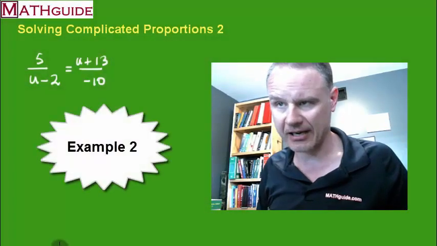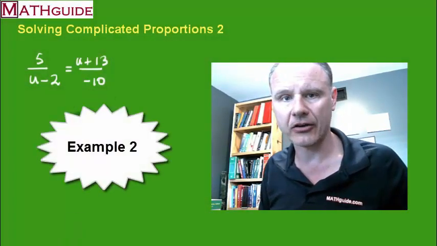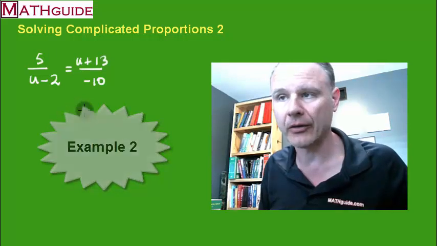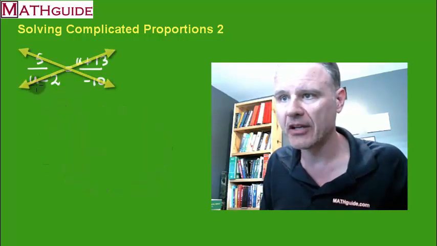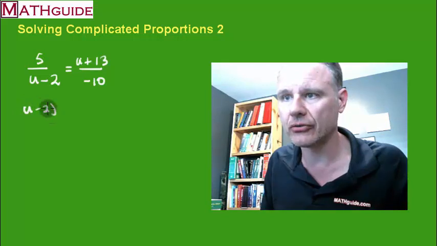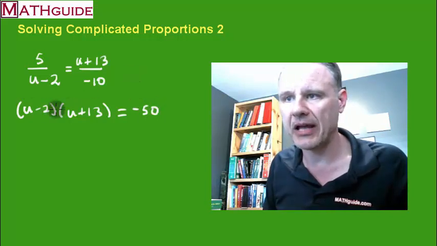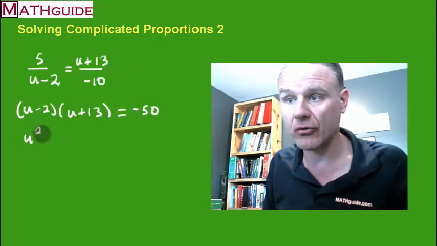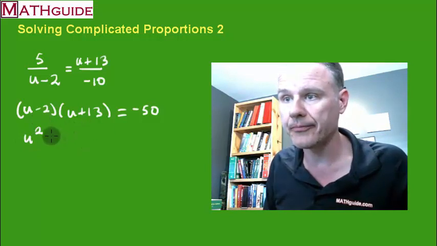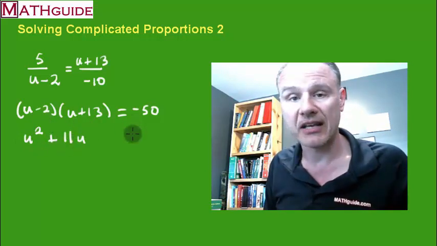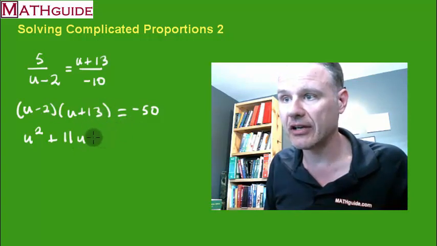For our second example, you can see up here in the upper left-hand corner, we're going to solve this. How do you do it? Well, proportion, you cross multiply. So I'm going to take the u minus 2 times the u plus 13. And I'm going to multiply the other diagonals. 5 times negative 10, negative 50. Again, I'm going to multiply this through. I'm not going to show the work. Either use FOIL or make a table of values. Multiply these, you're going to get u squared plus 11u negative 26.